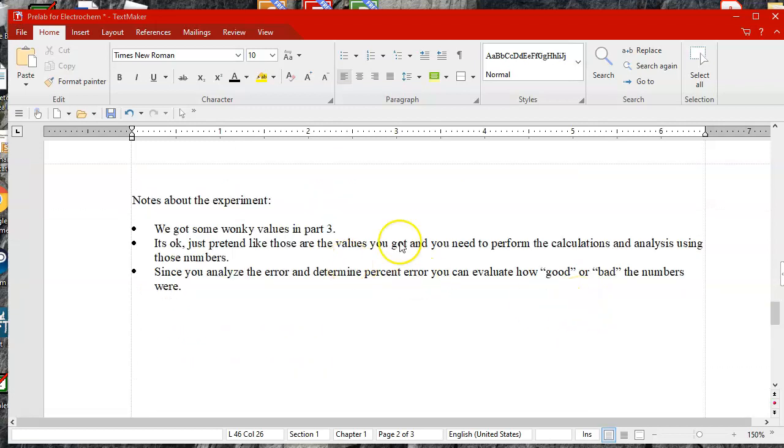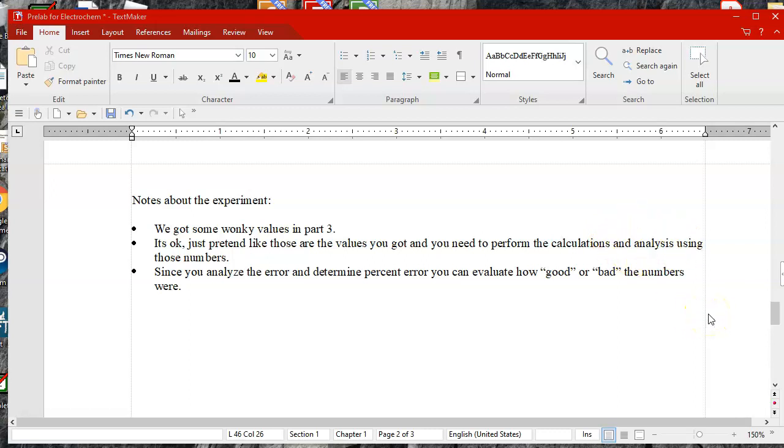Okay. So some notes about the actual experiment. You will see in there that we got some wonky values in part 3 in particular. And I want you guys to just assume that that's the data that you got, and use that data. It's okay that it's kind of weird. So use that data, and then you're going to take that data and perform some calculations. As long as you do the calculations with the data correctly, that's fine, and you're going to do some analysis.